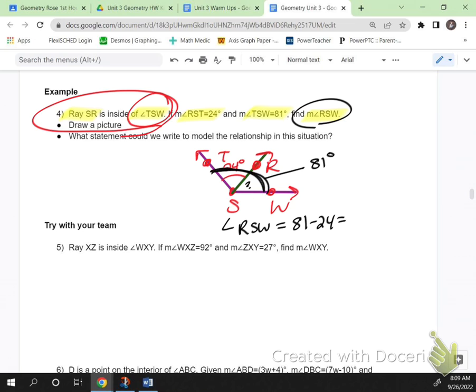What do we get? 57 degrees. So again, we're using angle addition, but this time we're working backwards. And we had to draw a picture. Questions about that one?